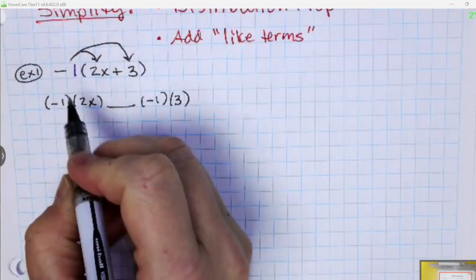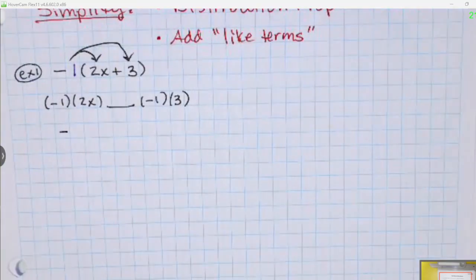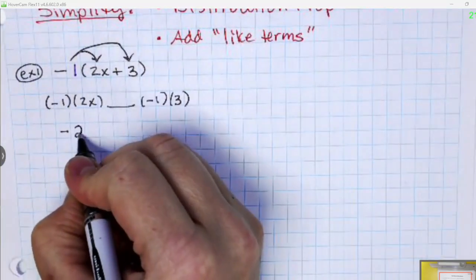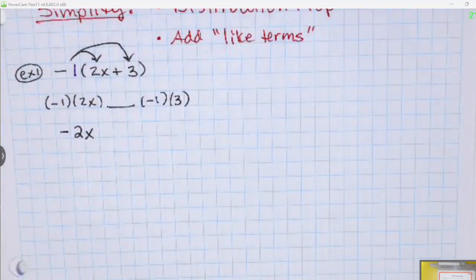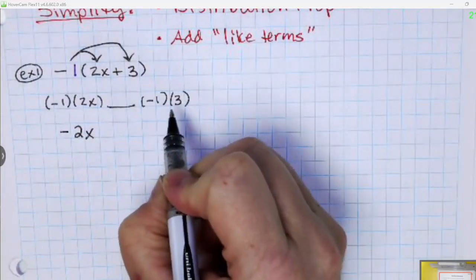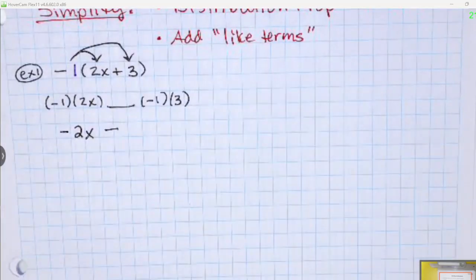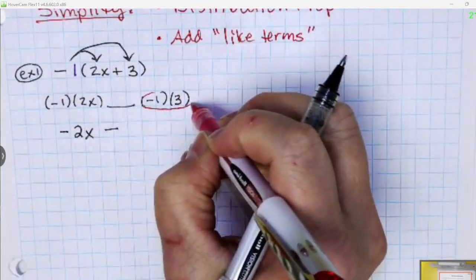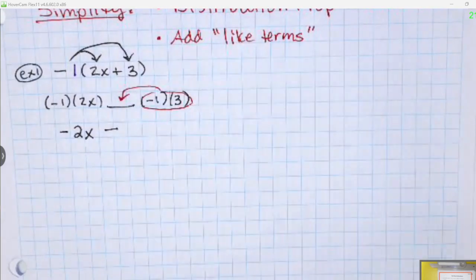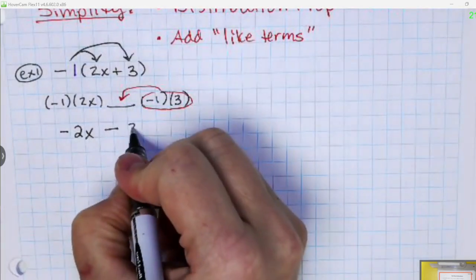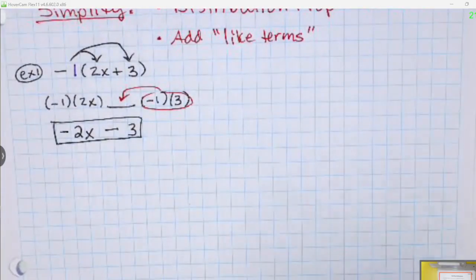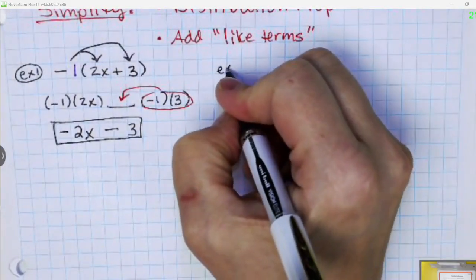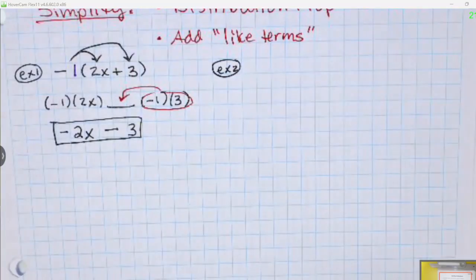So a negative times a positive is a negative. There's the sign. 1 times 2 is 2. There's the number. Tag the x. Now do the other pair. A negative times a positive is a negative. And remember that whatever you get from this pair is what goes in the middle. 1 times 3 is 3. All done. So by separating it into 3 pieces, your brain actually processes faster.